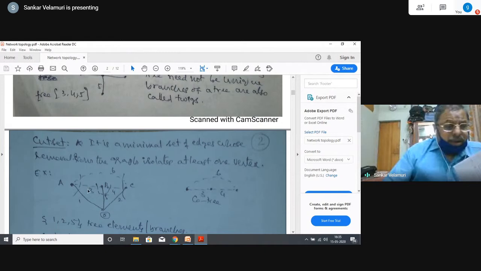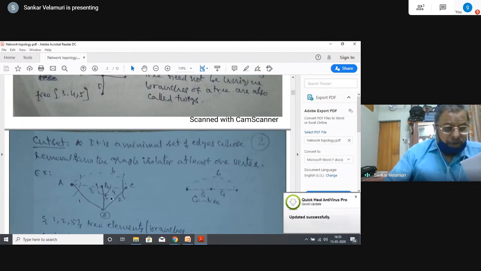So these are the core elements, the complement of the tree. That is why we have shown dotted lines and thick lines. Thick lines are branches or twigs. Okay, tree, core tree, and branch twigs.